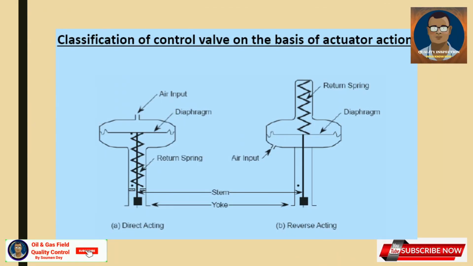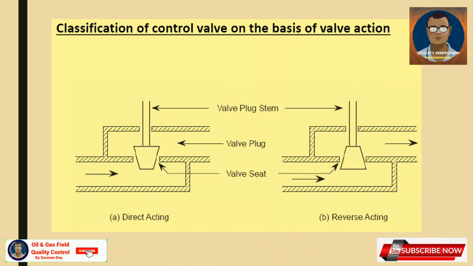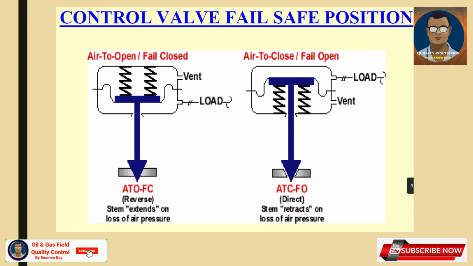Classification of control valve on the basis of actuator action. It can be direct acting, at the left, and it can be reverse acting. Classification of control valve on the basis of valve action. Also it can be direct acting and reverse acting. In case of reverse control valve, the stem extends on the loss of air pressure, and for the direct, the stem retracts on the loss of air pressure.